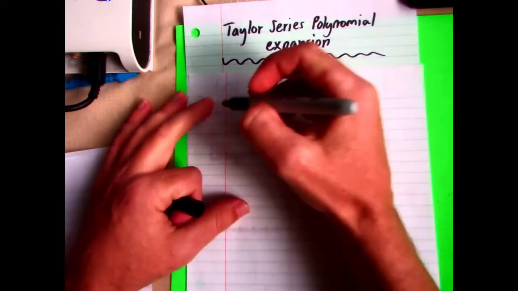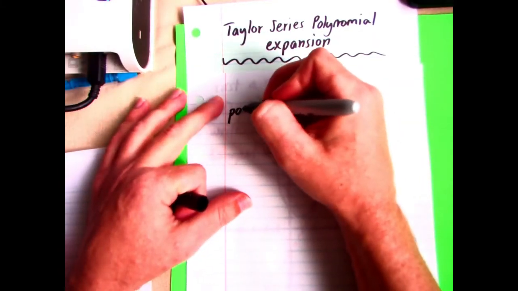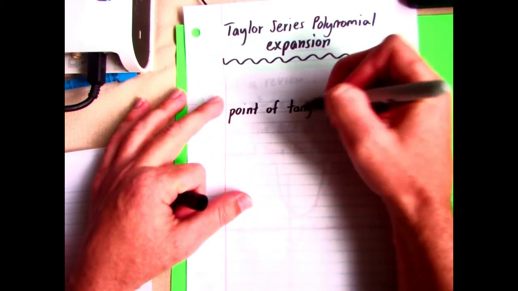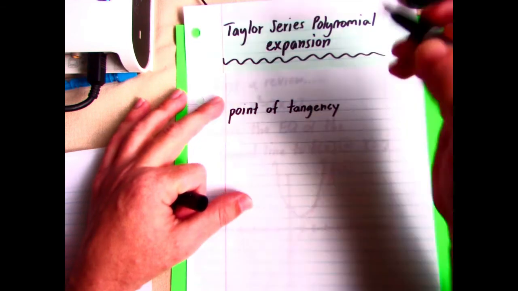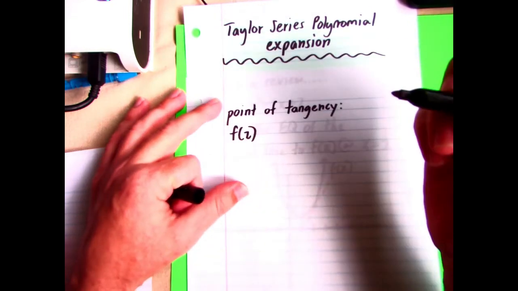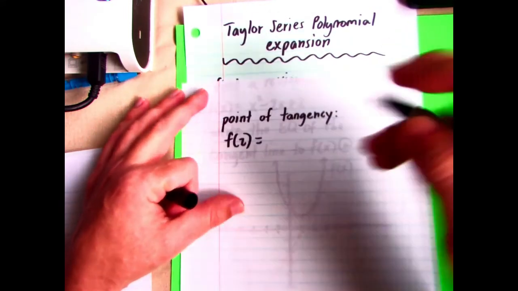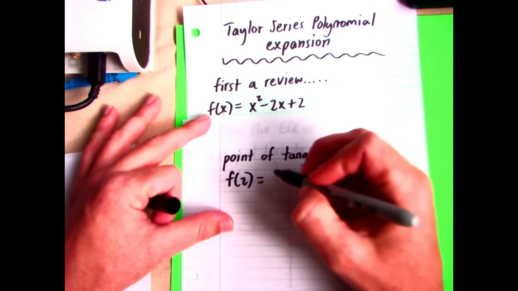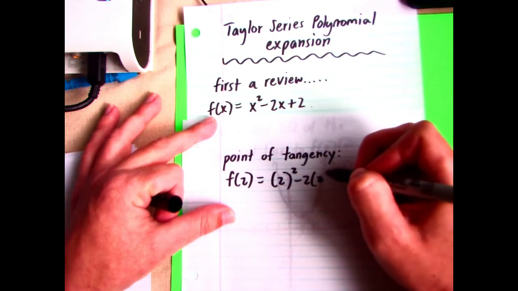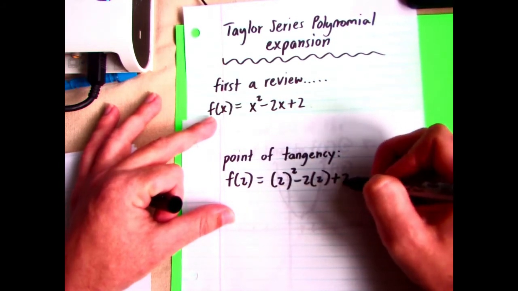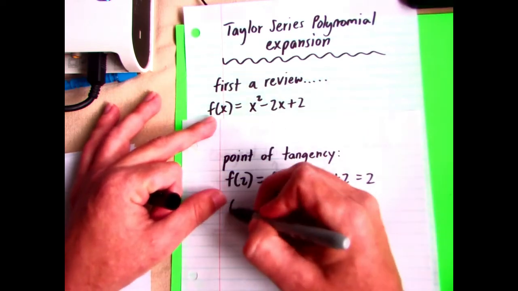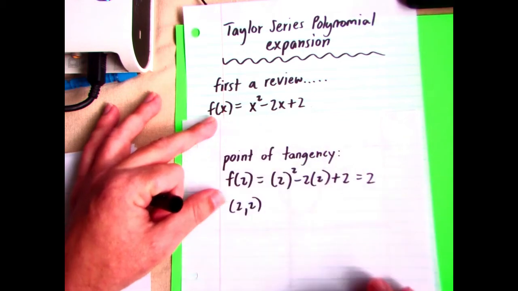So to do this, we're going to first want the point of tangency. So at what point is the line tangent to the curve? To do that, we're basically going to calculate f of 2, since x equals 2 is our x value of concern. So f of 2 is going to be 2 squared minus 2 times 2 plus 2, which comes out to 2. So the point of tangency is 2 comma 2.